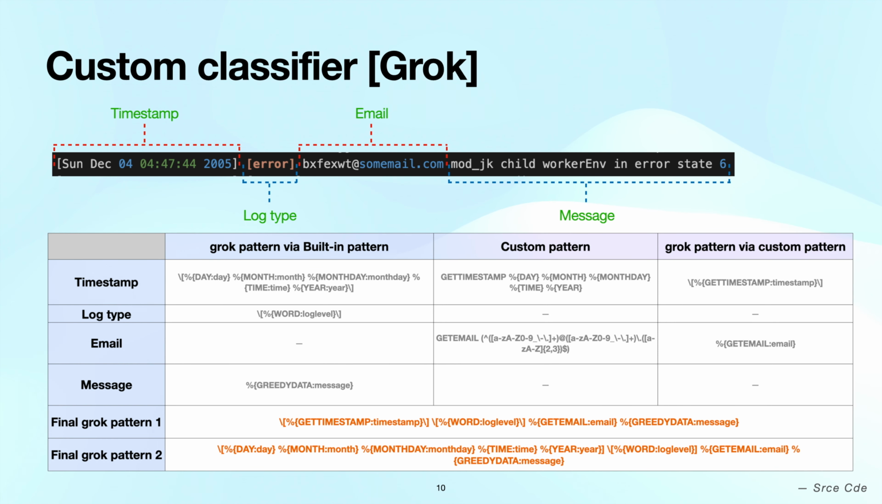Now for log type, it's a built-in pattern and the pattern name is WORD. If you see, we have defined the square braces followed by the WORD pattern name, followed by the alias name, that is log level. Now the WORD pattern will match any alphanumeric characters including underscore.